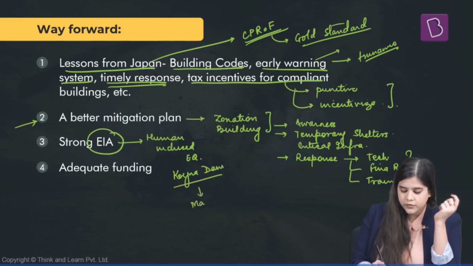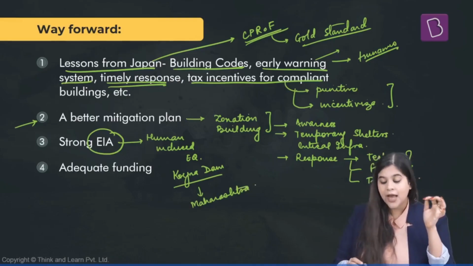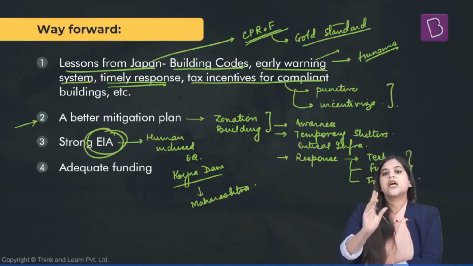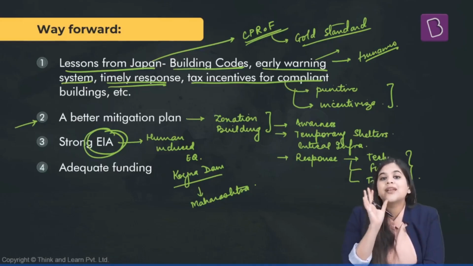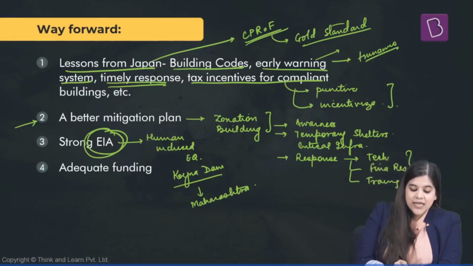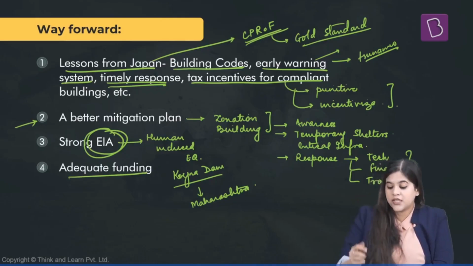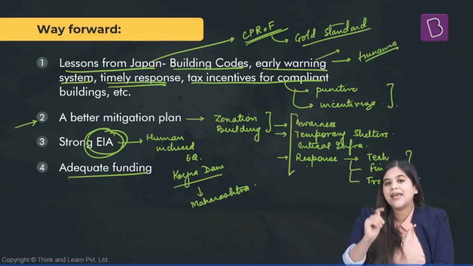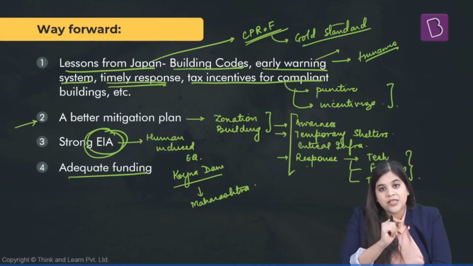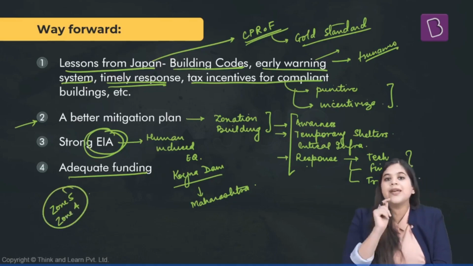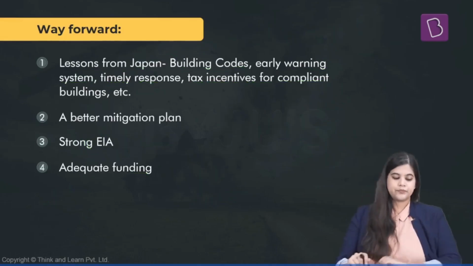In Maharashtra, which was a dam-induced earthquake. So if proper EIA studies are done, we can ensure that at least human-made earthquakes do not occur. Lastly, an adequate amount of funding is required so as to ensure that such training programs and such mitigation measures can be put into place, especially in areas that lie in Zone 5 and Zone 4 of earthquake risk zonation mapping.